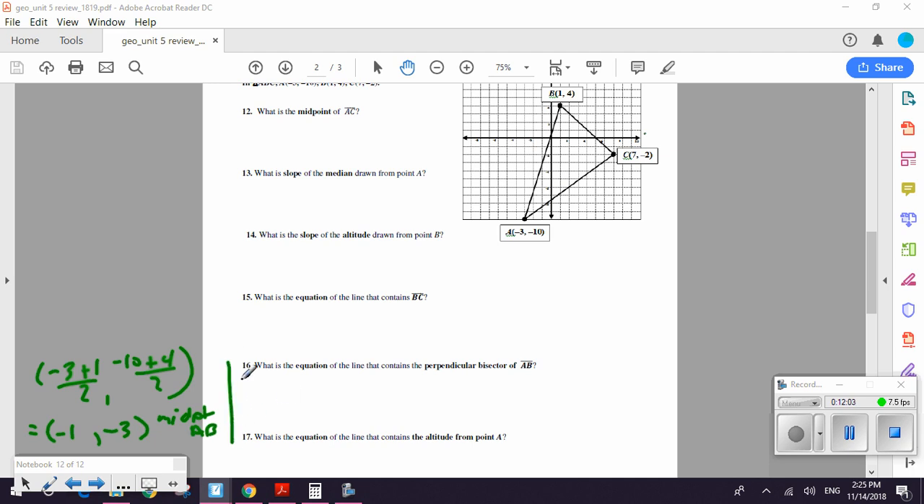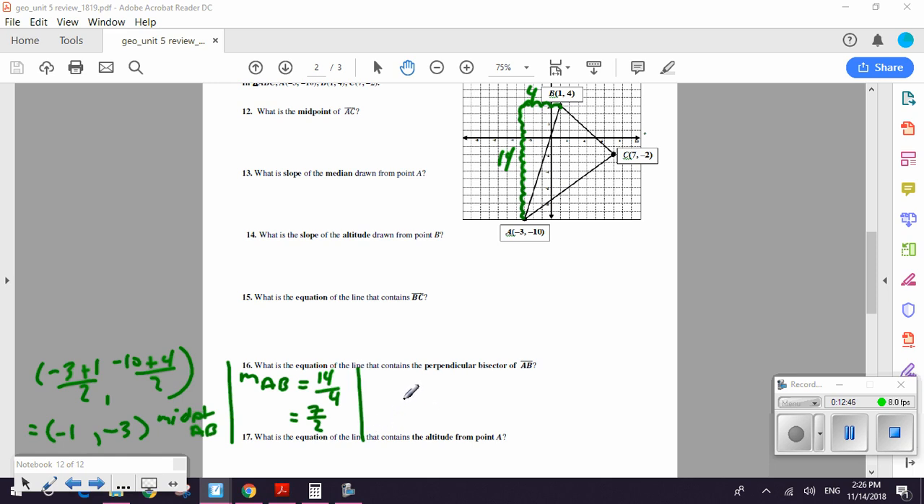Now we need the slope of AB. Again, you can count or use the formula. When I count 1, 2, 3, 4, 5, 6, 7, 8, 9, 10, 11, 12, 13, 14, that's 14 up, and then 1, 2, 3, 4 over. Yes, that makes sense. So that's 14 over 4, which reduces to 7 over 2.